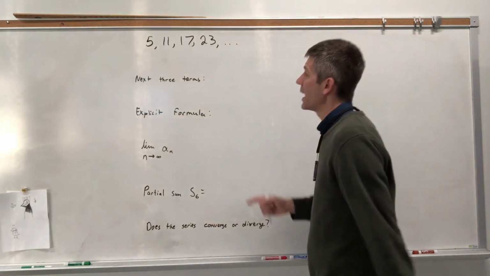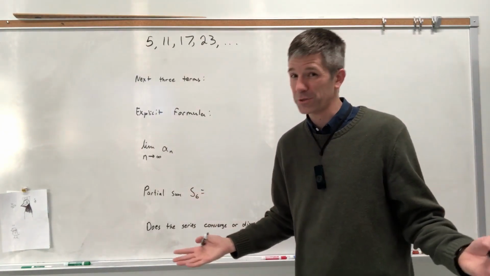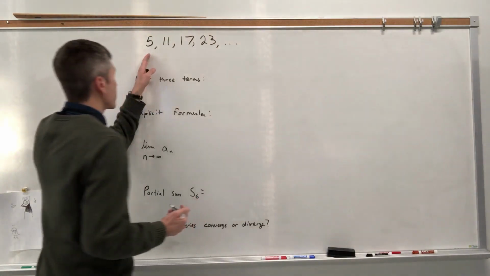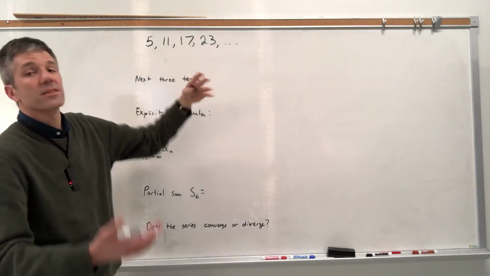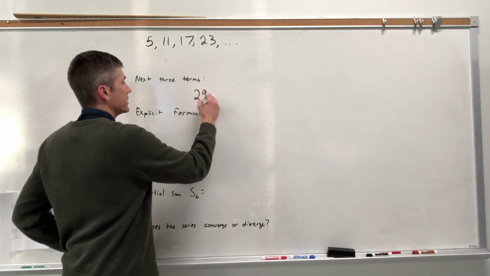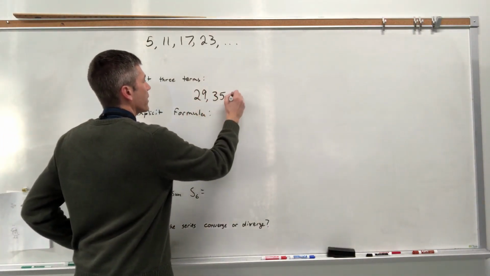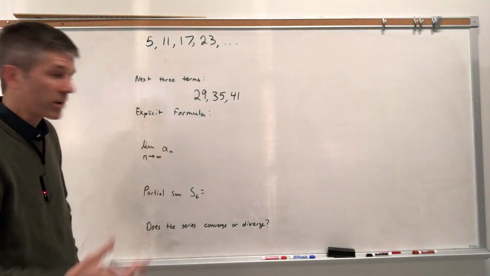So let's move on. I need the next three terms, which means I need to find the pattern. This one's going to be a little more straightforward than most. How do we turn a 5 into an 11? We can add 6, add 6, add 6. So we're adding 6. So the next three terms would be 29, 35, 41, and it keeps going from there. We're just adding 6. So far, so good.